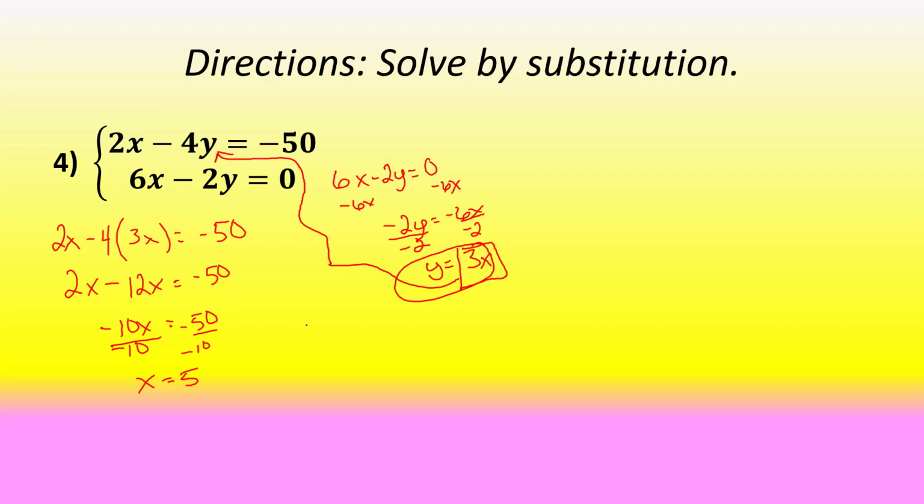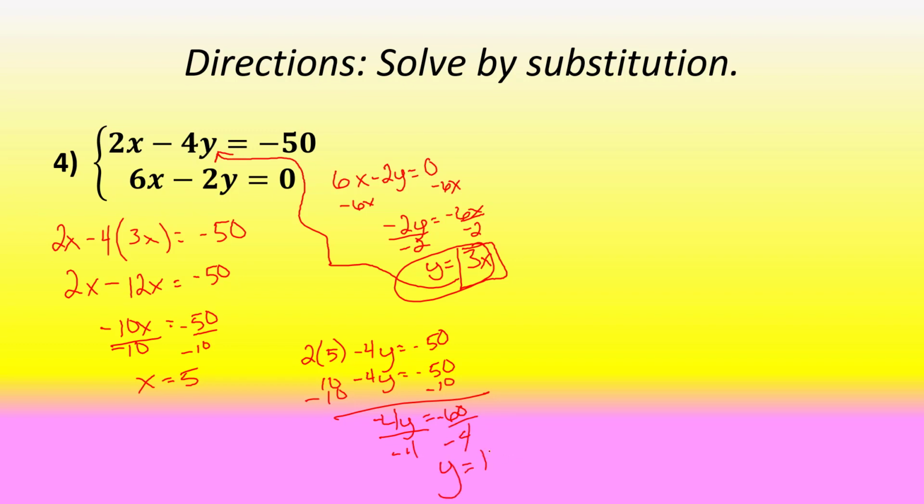So let's plug 5 into one of my equations. Doesn't matter which one. 2 times 5 minus 4y equals negative 50. 2 times 5 is 10, minus 4y equals negative 50. So we want to subtract 10 from both sides. Negative 4y is equal to negative 60. Divide by negative 4. And y is now equal to 15. So our solution, (5, 15).